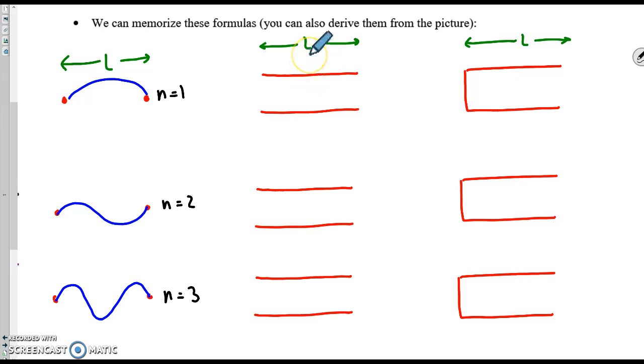Next we go to the pipe with air. These are both open ends, so they're free. Particles are free to move back and forth. They can vibrate left and right. Those are antinodes.